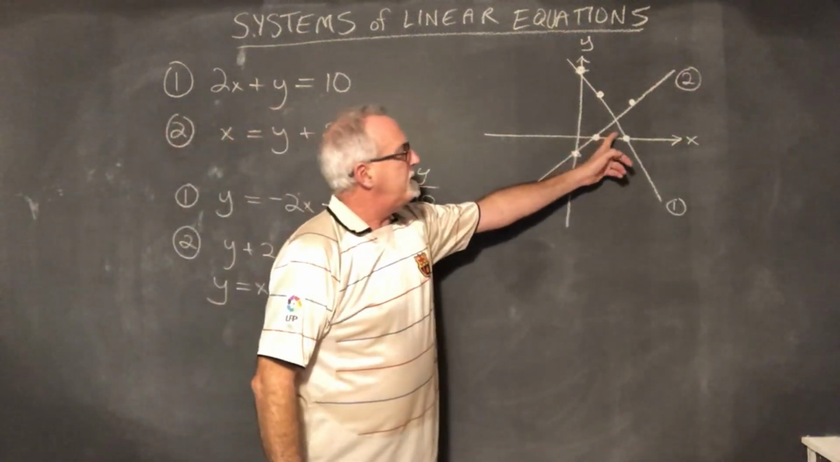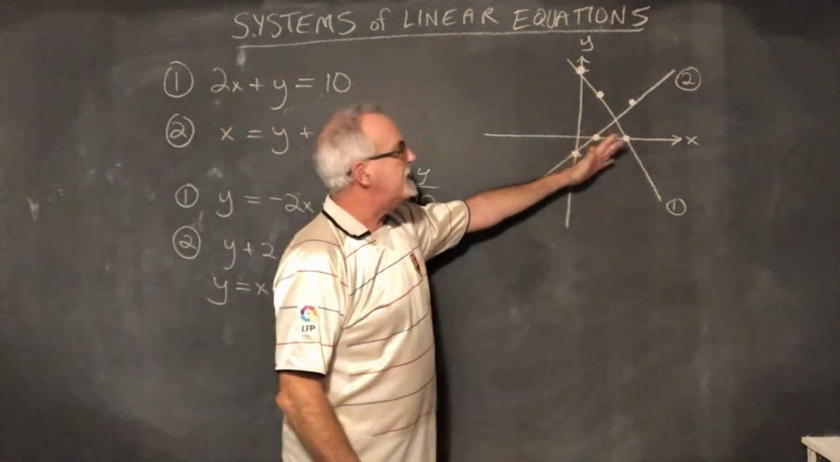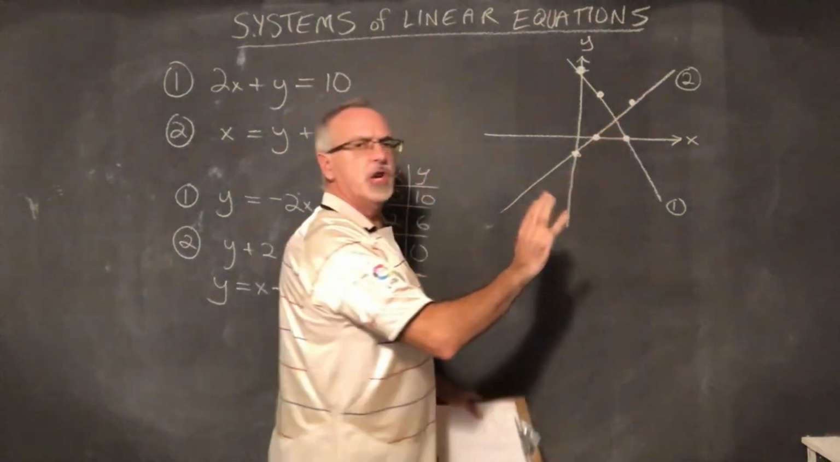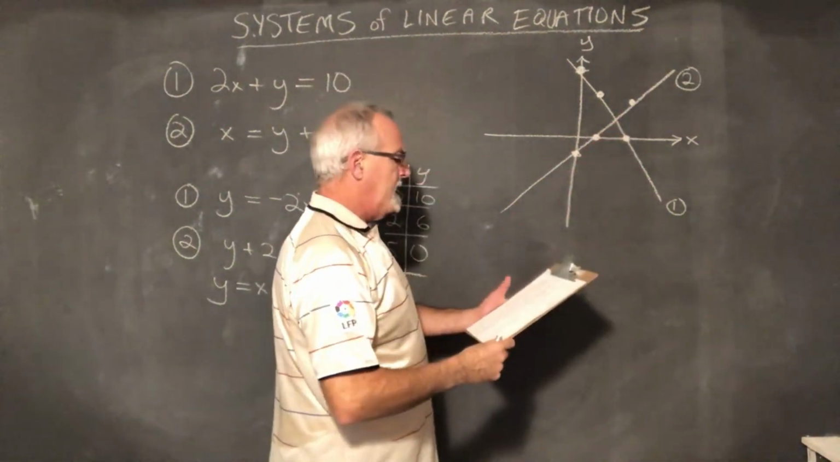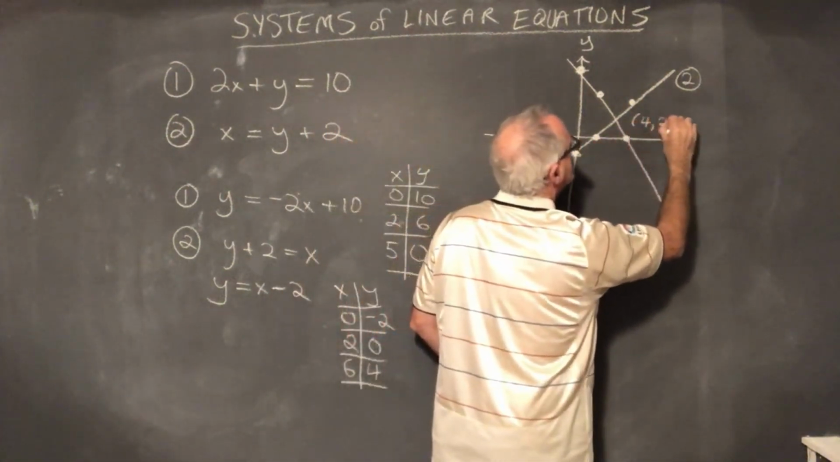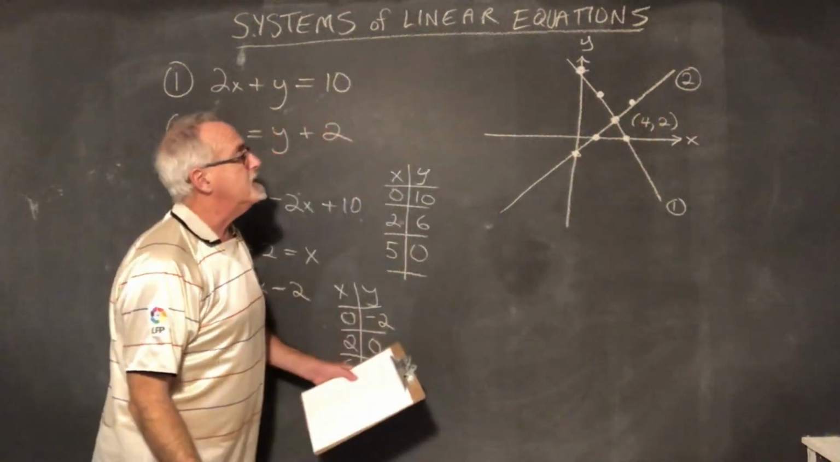And now I'm estimating where they cross. But this is graphical methods, so it is an estimate, especially since I didn't use a ruler. I'm looking at this and I'm trying to judge where these lines cross. I'm saying that looks like x equals 4, y equals 2, this point of intersection. That's the solution set, that's the answer.